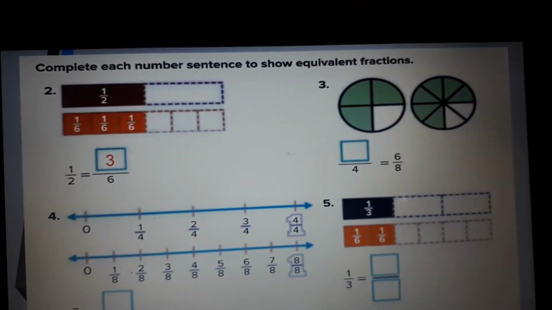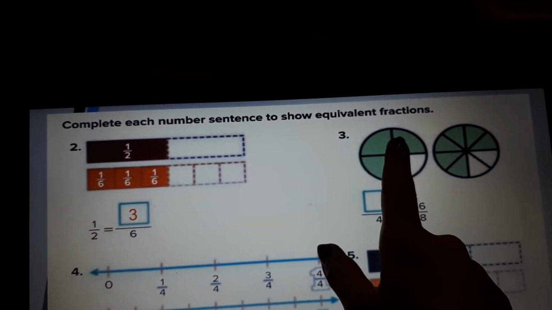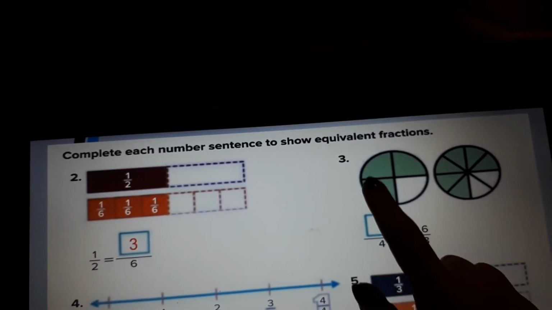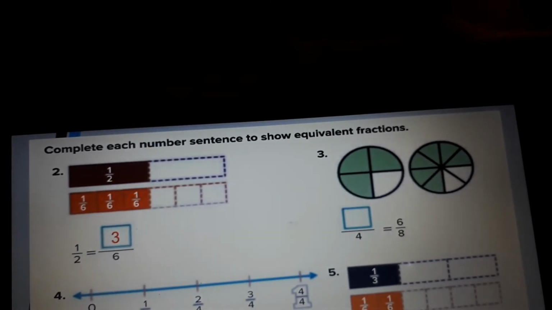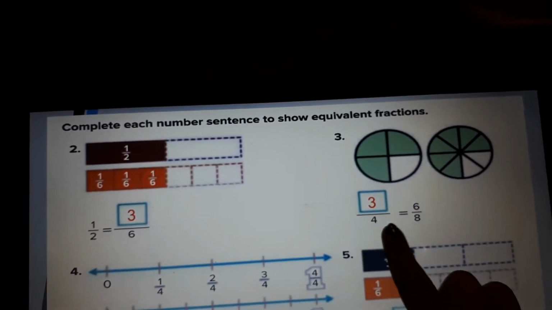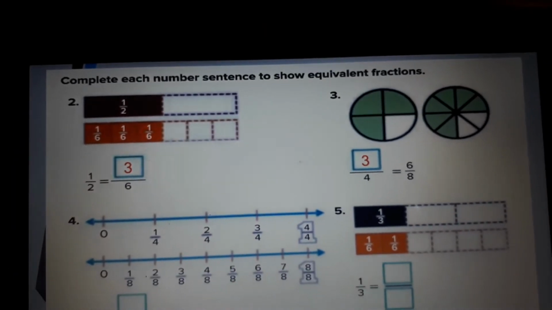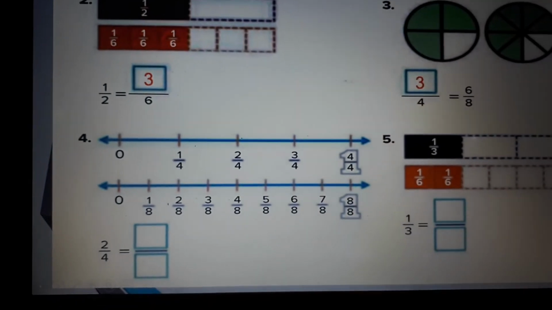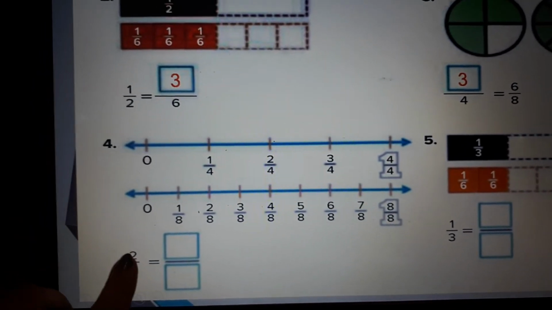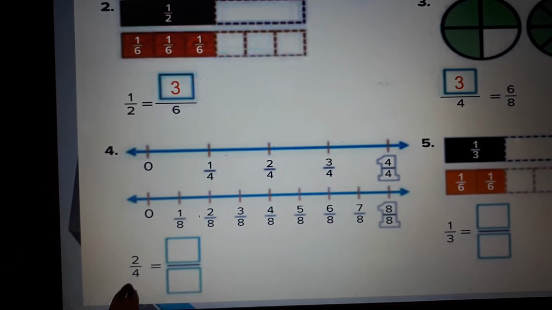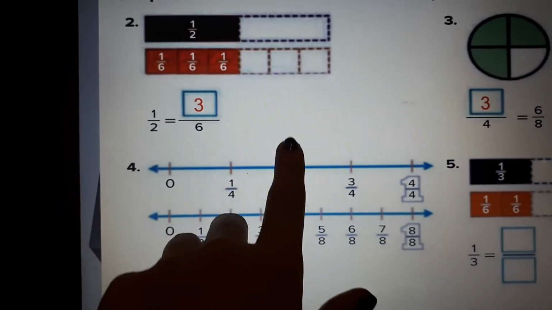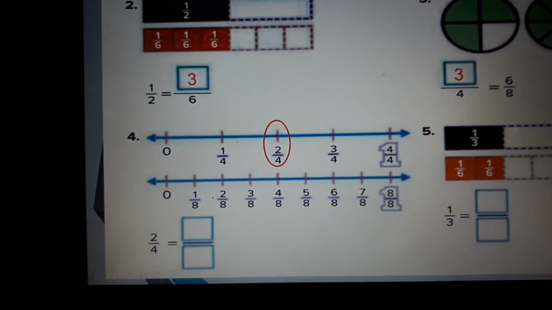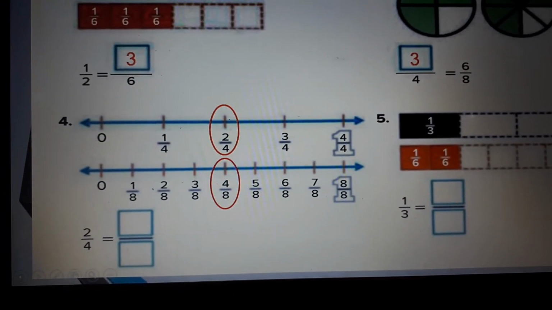Here, look at this question. I have here 8 and here 4. How many parts are shaded? 3. So 3 over 4 is the same number as 6 over 8. Now look here. Before I start question number 4, you have to know to circle on the number line 2 over 4. Why? Because it's written here 2 over 4, circle, and circle directly what is under it. So 2 over 4 like this, circle it, and circle under it 4 over 8.